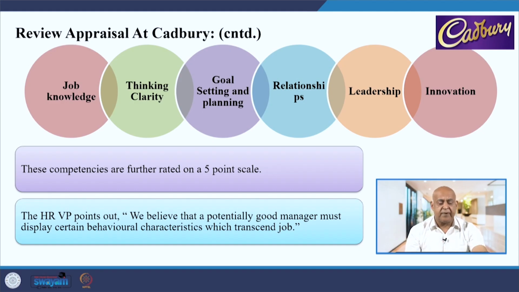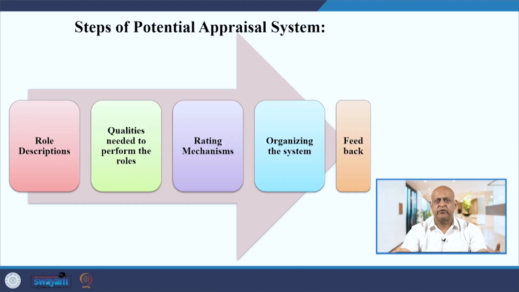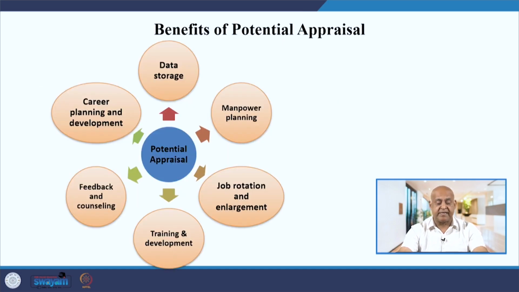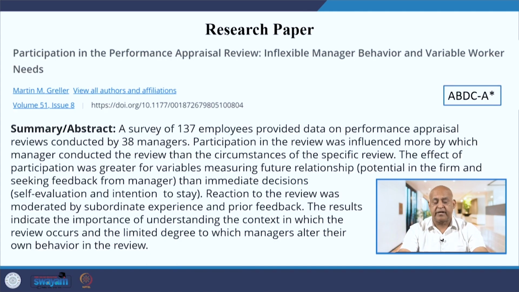Now, the review appraisal covers job knowledge, thinking clarity, goal setting and planning, relationships with others, leadership qualities and innovation, some creativity, some new things. Then, on the basis of this, the role which is supposed to be done, the qualities needed to perform, the rating mechanism, organization system and feedback. This potential appraisal feeds manpower planning, job rotation and enlargement, training and development, feedback and counseling, and career planning and development.